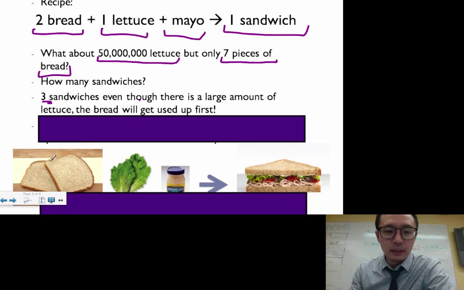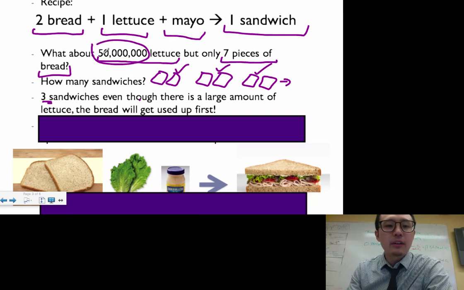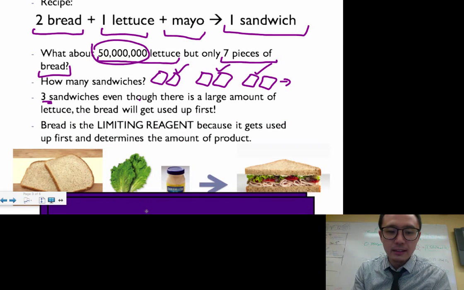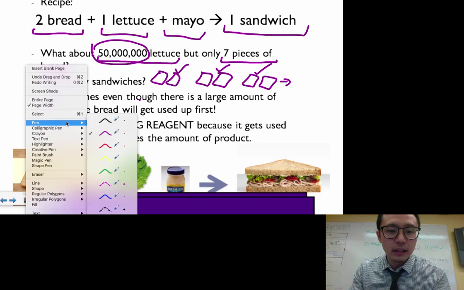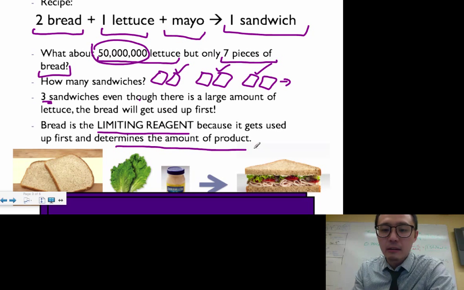You take one, you take another one, you take another one. So basically that's all of the sandwiches you can make. 1 sandwich, 2 sandwiches, 3 sandwiches. It doesn't matter if you have 50 million lettuce. So what happened here is that the bread is what we call a limiting reagent or limiting reactant, because the bread will be used up first, and because it will be used up first, it determines the amount of product that we have.